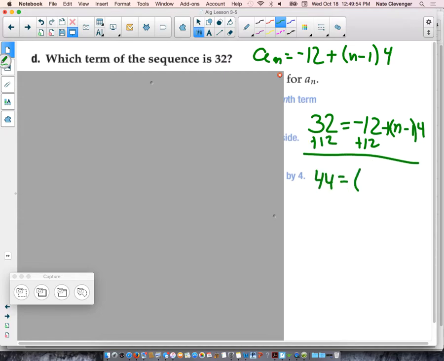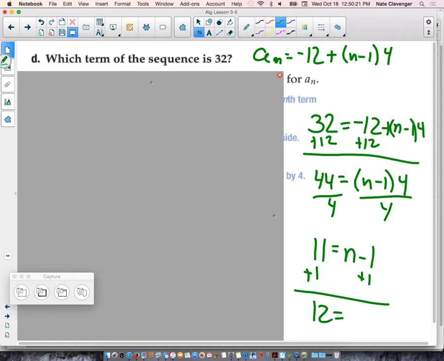44 equals n minus 1 times 4. By not distributing it through, now I can just divide by 4 rather than having to work it out. So divide by 4. You have n minus 1 equals 11. And you add 1. You get 12. So your 12th term would spit out the value of 32.